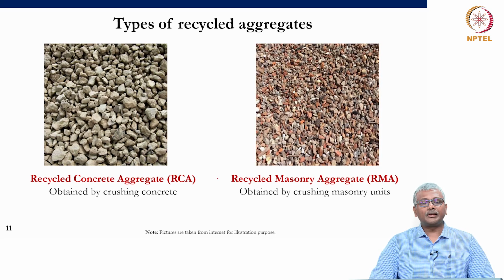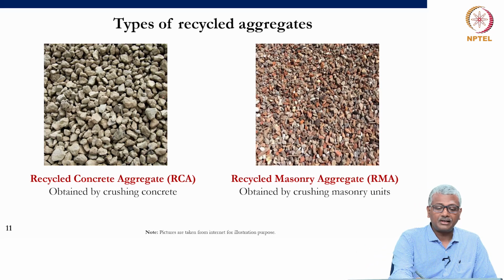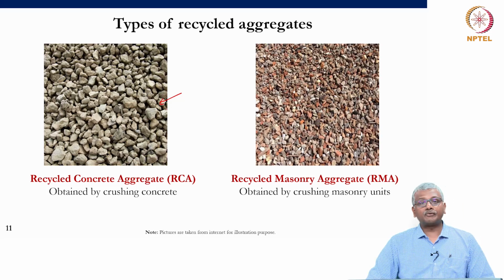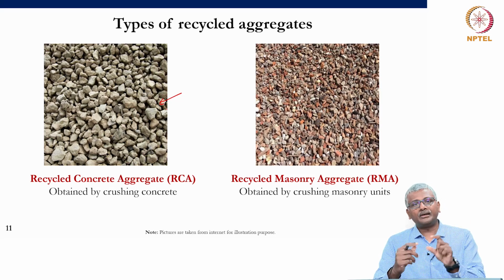So, just to take a look at different types of recycled aggregate, as I talked about earlier, you have RCA, or recycled concrete aggregate, that is obtained by crushing concrete. You can see here that most of these are basically pristine aggregate that was used in the concrete, but with a little bit of cement paste or mortar attached to the surface. Depending on the extent of crushing and processing, you can restrict the amount of mortar or paste that is attached to the aggregate surface.